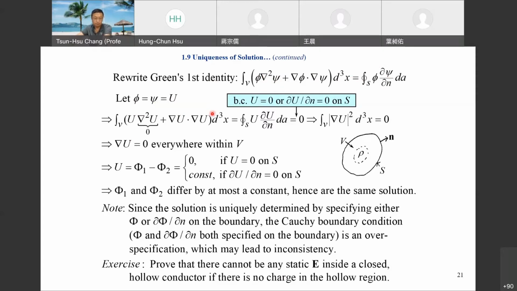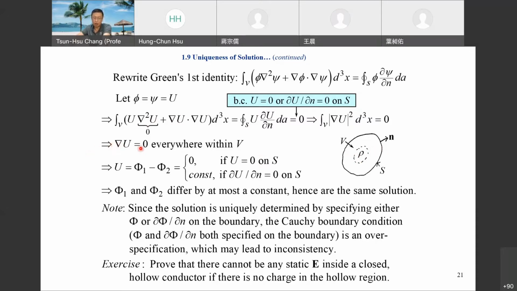We already know the Laplacian of u will be 0 because it's the Laplace equation. And this one, because u on the surface is 0, is 0. Therefore, this term is 0, and this term is 0 as well. Therefore, the integral of gradient u dot gradient u, that is the absolute value of gradient u squared, will be 0. So the only solution will be gradient u equals 0 everywhere within the volume.